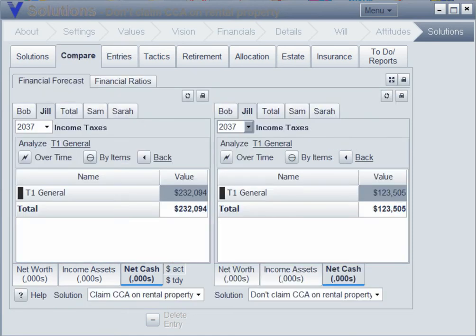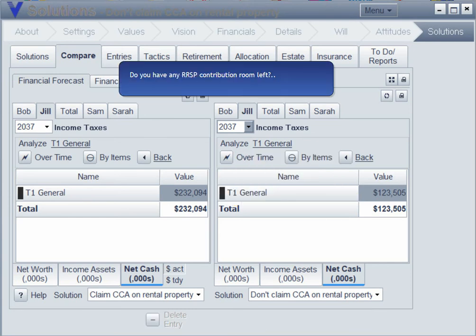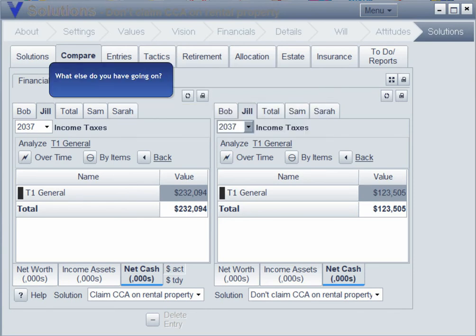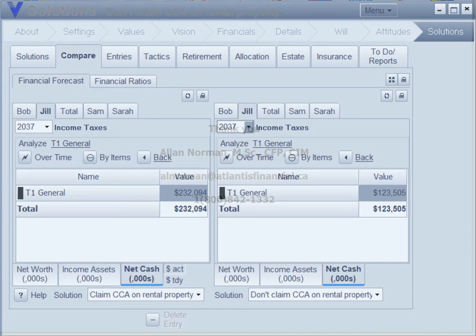And here's the side-by-side comparison. So you can see there's a difference of about $110,000 in tax owing when the property is sold. So that should give you a good idea on how the rental income works from a tax perspective. So now the next thing really is to figure out, okay, looking at everything else you've got going on and the things you're doing, what's the best thing for you to do? Should you deduct the capital cost allowance or should you not?